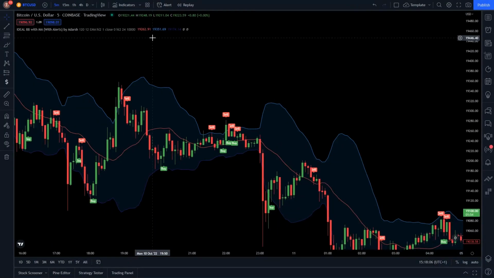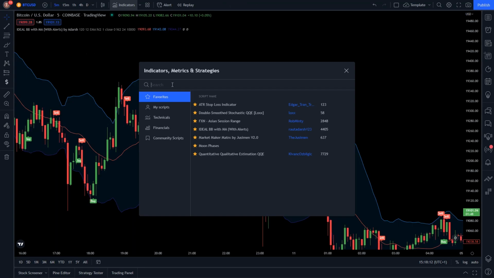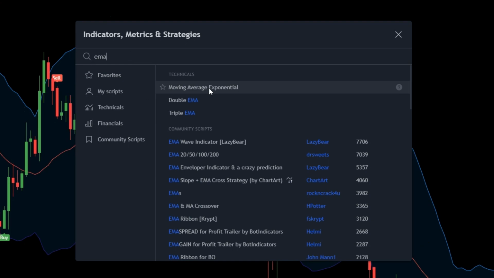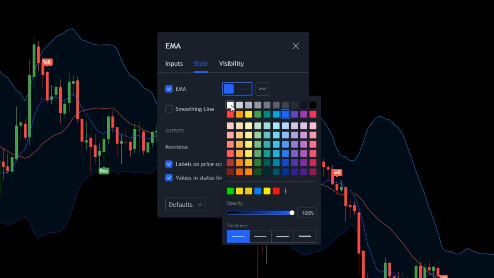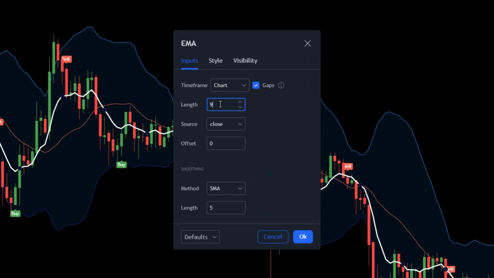I'm going to add another indicator now that's going to help remove a lot of the losses. Go up to indicators again, type in EMA, and it's this moving average exponential here. We're going to go up to the settings over here. I'm going to change the colour to white, thickness 3. And on the inputs, I'm going to change the length to 200.